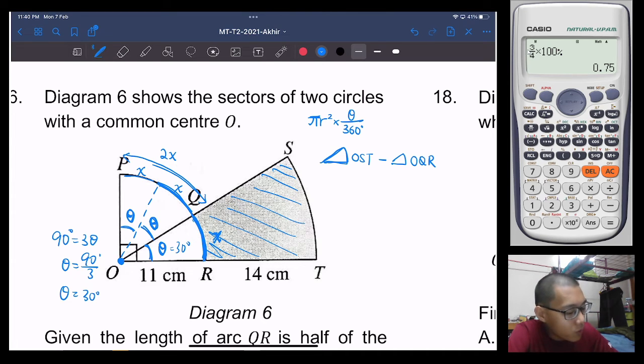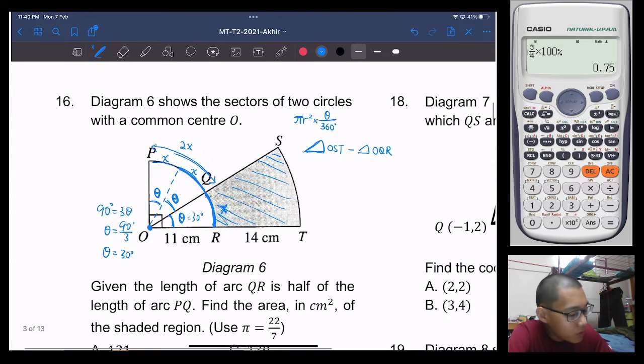So we will use pi r square. The radius for the big sector OSD is 11 plus 14, which is 25. So 25 square, and then we times it with 30 over 360. Actually it can become 1 over 12 too. So we minus this one, 11 square times 1 over 12.